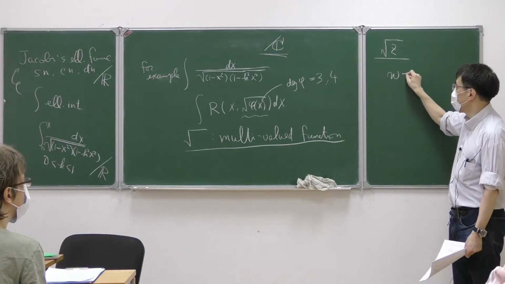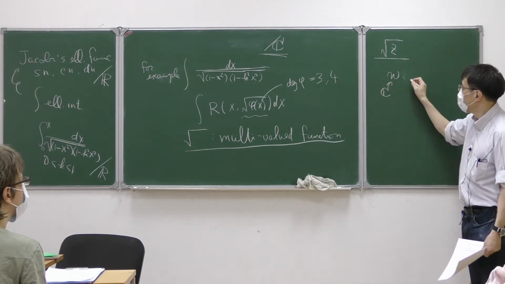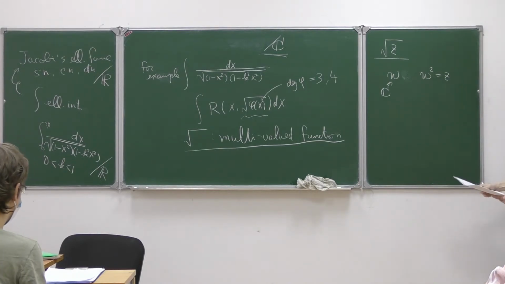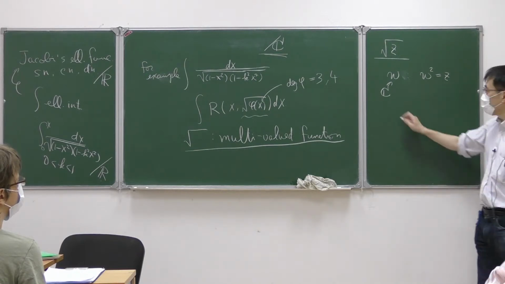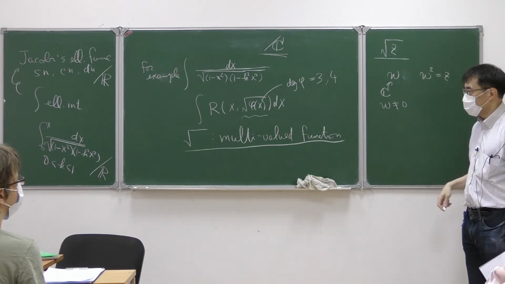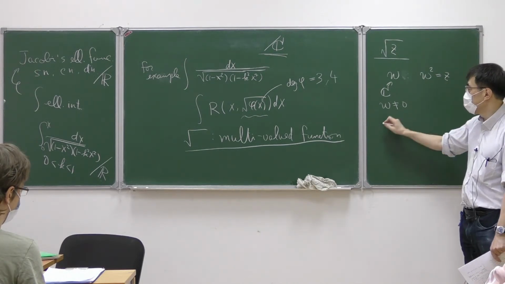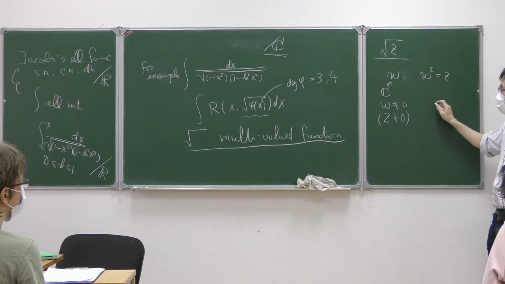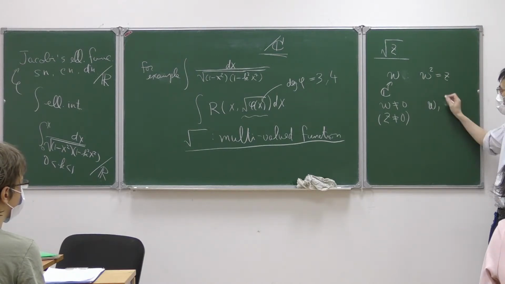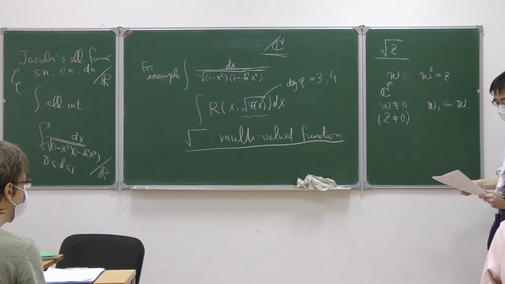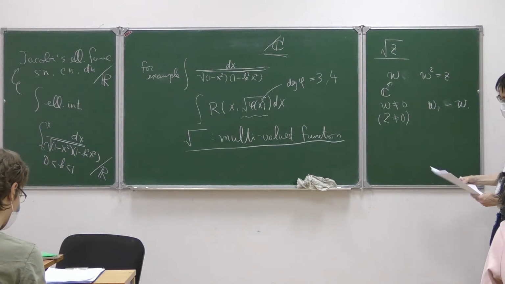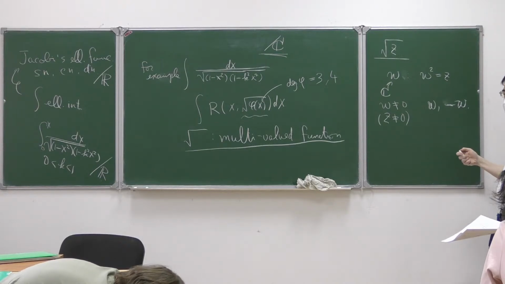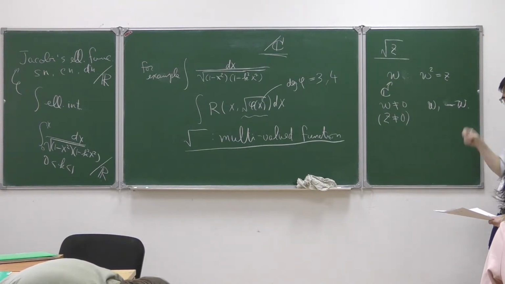Well, of course, it's a number such that its square is z. So if z is not 0, then we have two roots. And the problem is, which should we take?